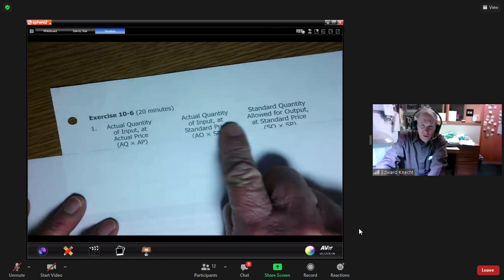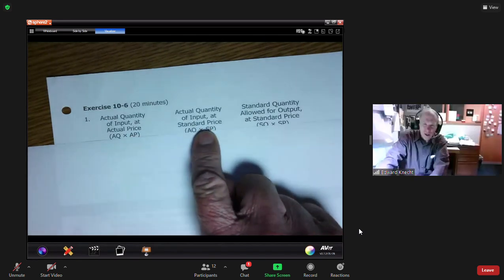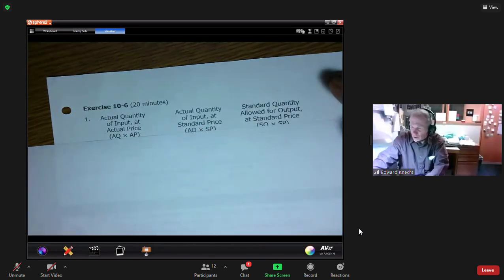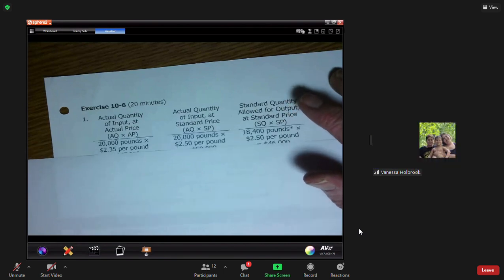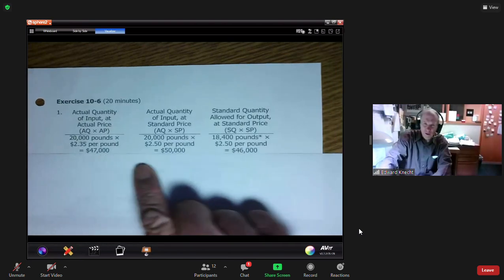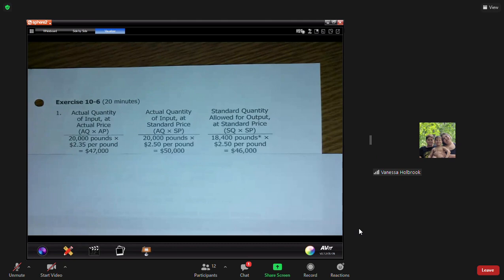So standard times standard, actual quantity times actual price, actual quantity times standard price, standard quantity times standard price. So you got the 47,000. Did you get the 50,000? Yep, I sure did. So do we have favorable or unfavorable?